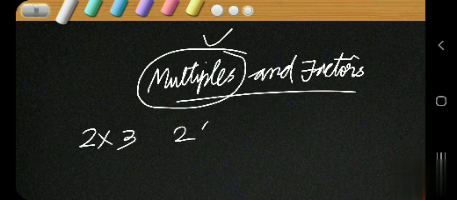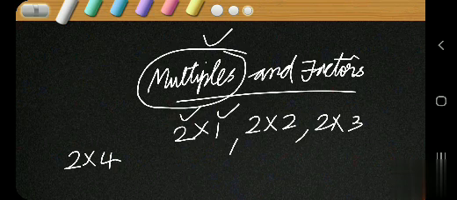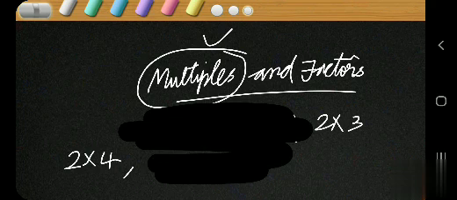That means 2 into 1 is a multiple of 2, isn't it? Why? The product of 2 and 1 is 2 into 1. Also 2 into 2 is a multiple of 2. 2 into 3 is a multiple of 2. 2 into 4 is also a multiple of 2. It will go on like this. What about 2 into 100? Is it a multiple of 2? Yes, isn't it? 2 into any number is a multiple of 2.